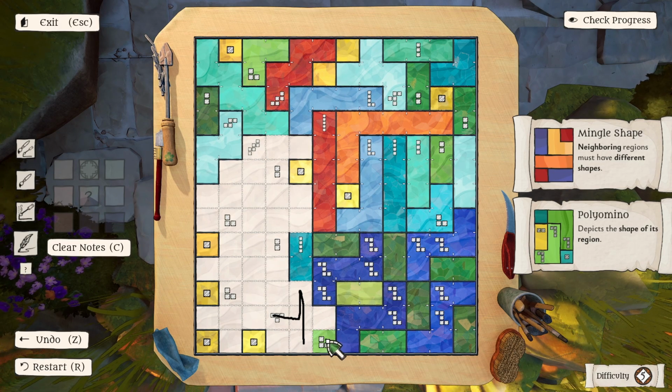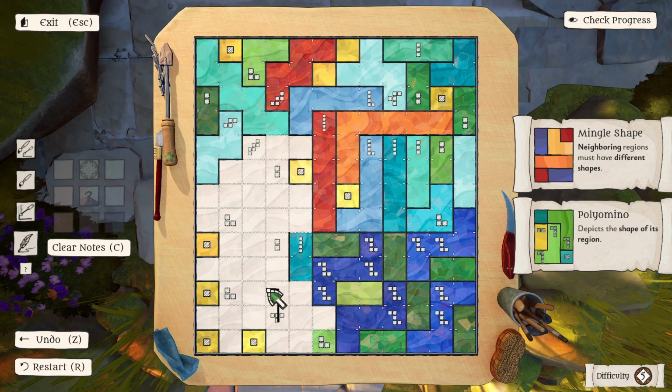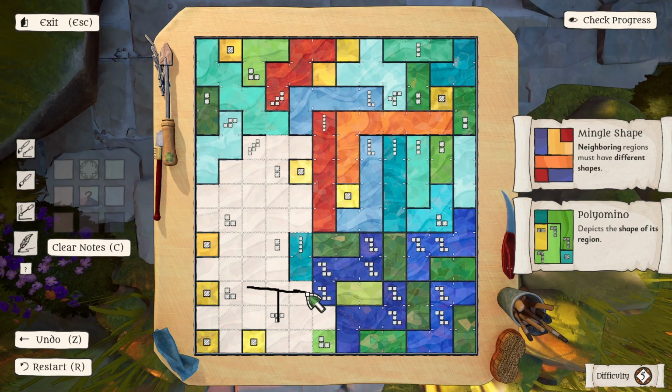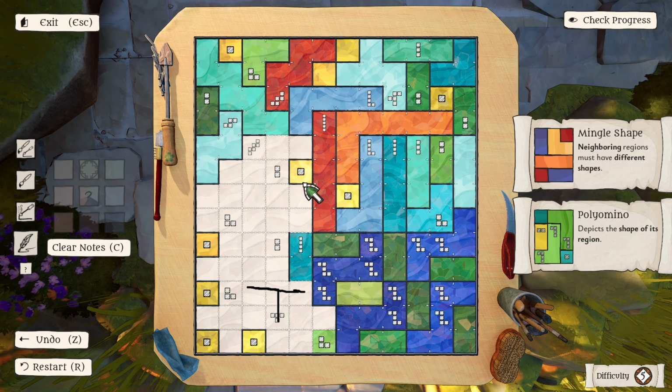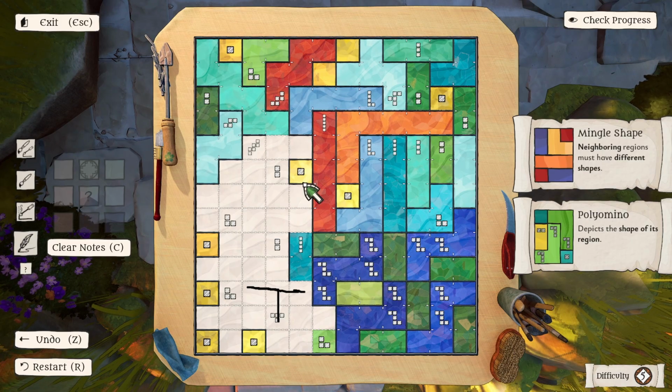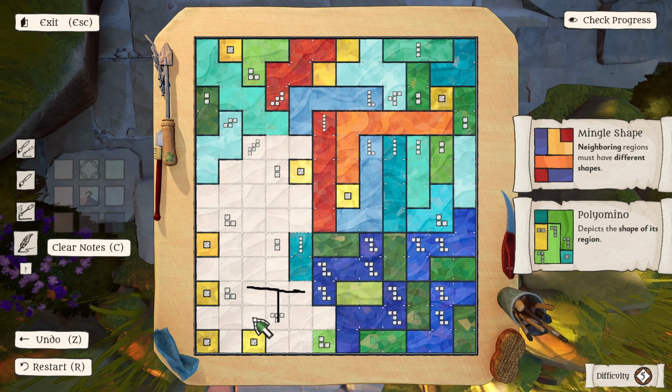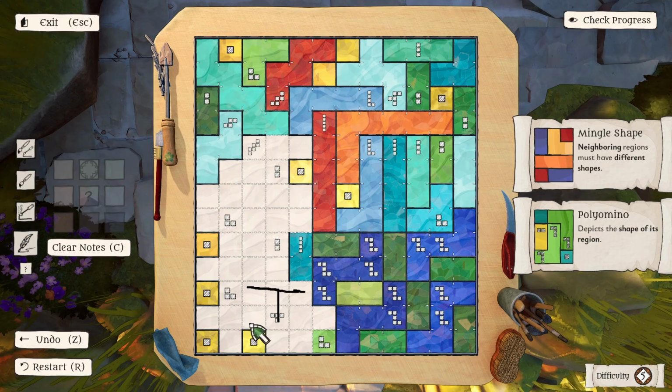That one would be broken because of this. That one would be okay. It would push this up. We could have a 3 here. This would be a 2. I think it would cause a problem down here. Okay, yeah, there's a place to look.